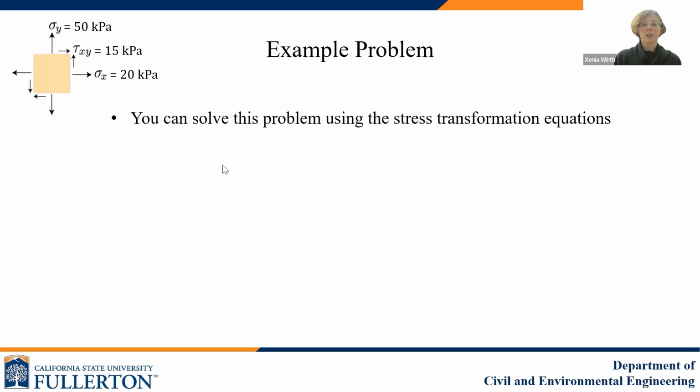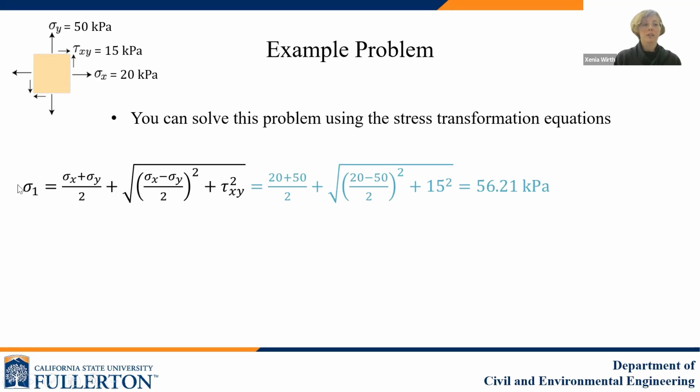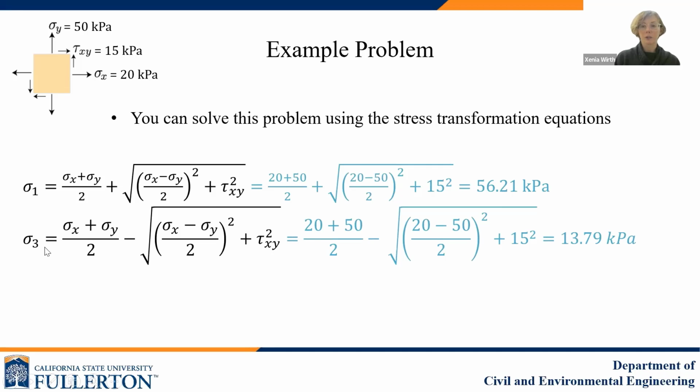We can do this computationally using the stress transformation equation. So we're going to try that first. First, sigma 1, my major principal stress, is equal to sigma x plus sigma y over 2 plus the square root of sigma x minus sigma y over 2 squared plus tau xy squared. So I can plug in what I know of my initial stress state. Sigma x was 20, sigma y was 50, and tau xy was 15, and determine computationally that the major principal stress is 56.21 kPa.